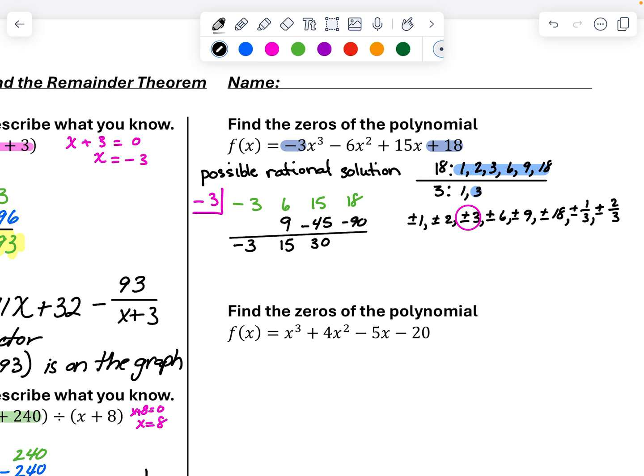I put negative 3 in, because negative 3 does work. I pull my very first number down. Negative 3 times negative 3 is positive 9. 9 plus 6 is 15. Negative 3 times 15 is negative 45. Add those together, I get negative 30. Negative 30 times negative 3 is, that did not make it better, that made it worse. What?